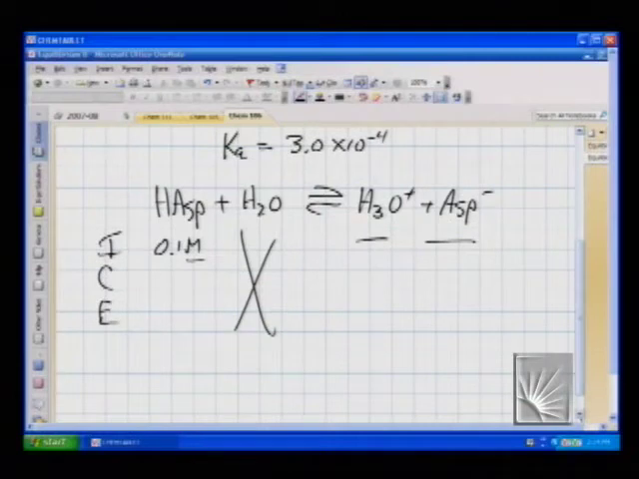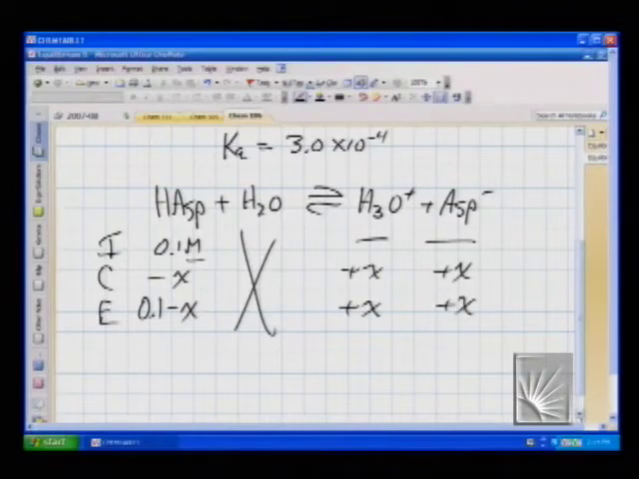The change that occurs comes from the balanced equation. You're going to use up some of this, make some of each of these, and you make an equal amount to the amount you use up. And so at equilibrium, we just add the two rows together.